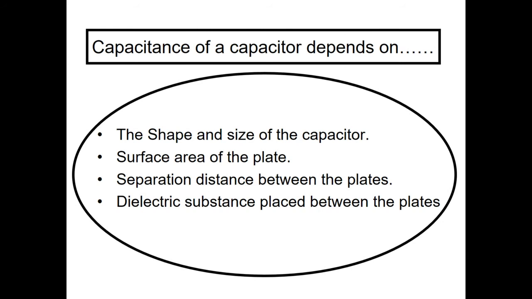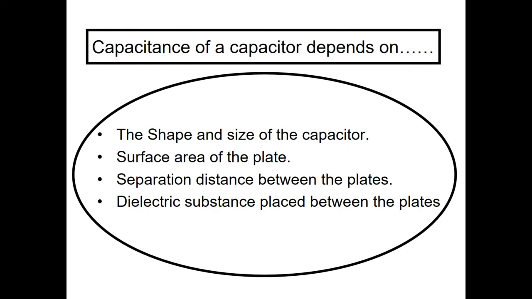Suppose you take a capacitor. What is a capacitor? We use the capacitor to store some charges. Am I right? Sometimes some capacitors can store more charges, and some capacitors can store only a small quantity of charges. So these 4 parameters affect the capacitance of the capacitor.